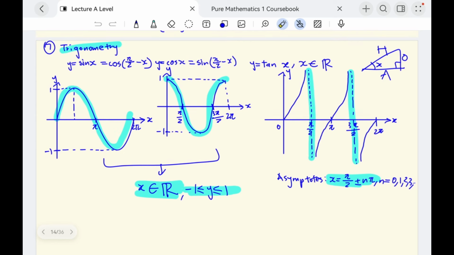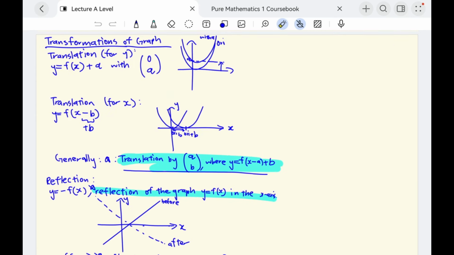So that's the end of the discussion of the basic graphs. Let's move on to the next subtopic of this chapter 2 functions, which is the transformation of the graph. This subtopic is essentially important for this entire chapter, and for the entire pure mathematics paper 1 in the A levels. So you need to take note of this.